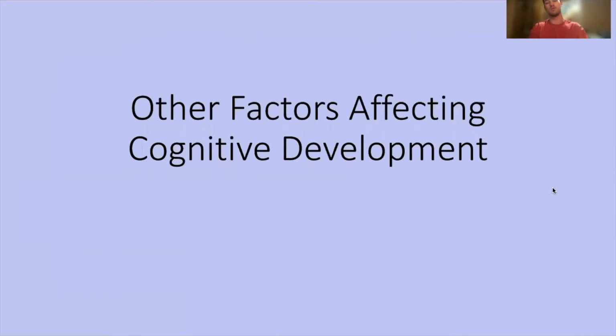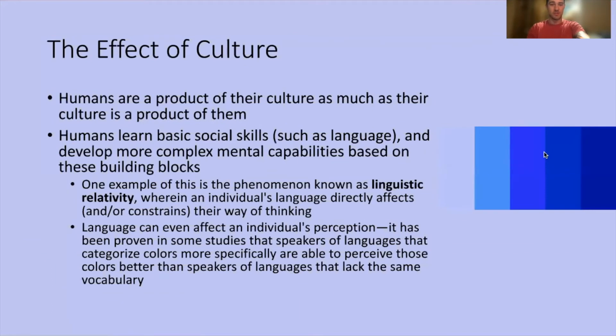And we'll talk a little bit about a few other factors that are affecting cognitive development. So the effect of culture, for example. Humans are a product of their culture as much as culture is a product of them. So humans learn basic social skills such as language, and they develop more complex mental capabilities based on these building blocks. So one example of this is the phenomenon known as linguistic relativity. And I'm sure most people have heard this in a couple of different names, but it's the same thing. Wherein an individual's language directly affects or constrains their way of thinking.